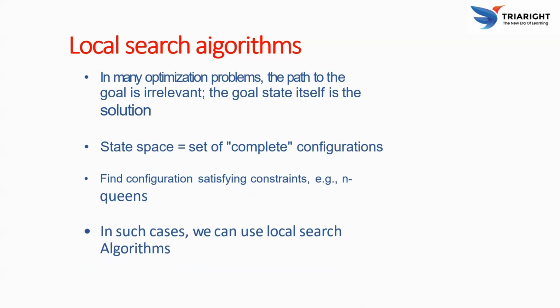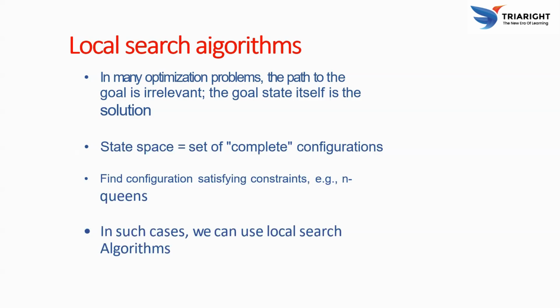Here we're discussing that in many optimization problems, the path to the goal is irrelevant. The goal state itself is the solution. This is a key distinction for local search, unlike algorithms that track a path. Local search is only concerned with finding the final solution, not the steps taken to get there, right? So state space equals set of complete configurations.